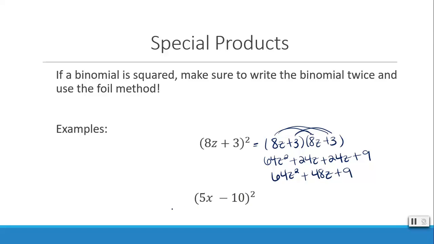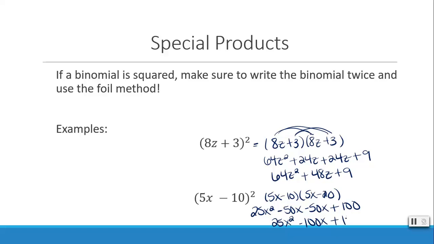Same thing here. I would want to rewrite this as 5x minus 10 times another 5x minus 10. So 5x times 5x is 25x squared. 5x times negative 10 is negative 50x. Negative 10 times 5x is negative 50x. And then negative 10 times negative 10 is a positive 100. So then we would have 25x squared minus 100x plus 100.